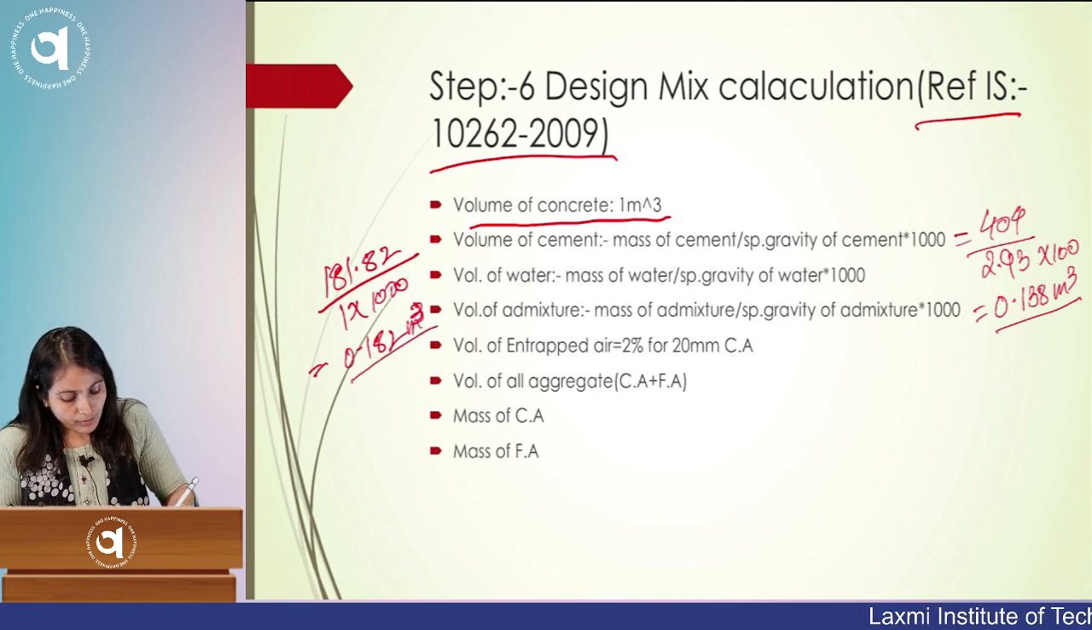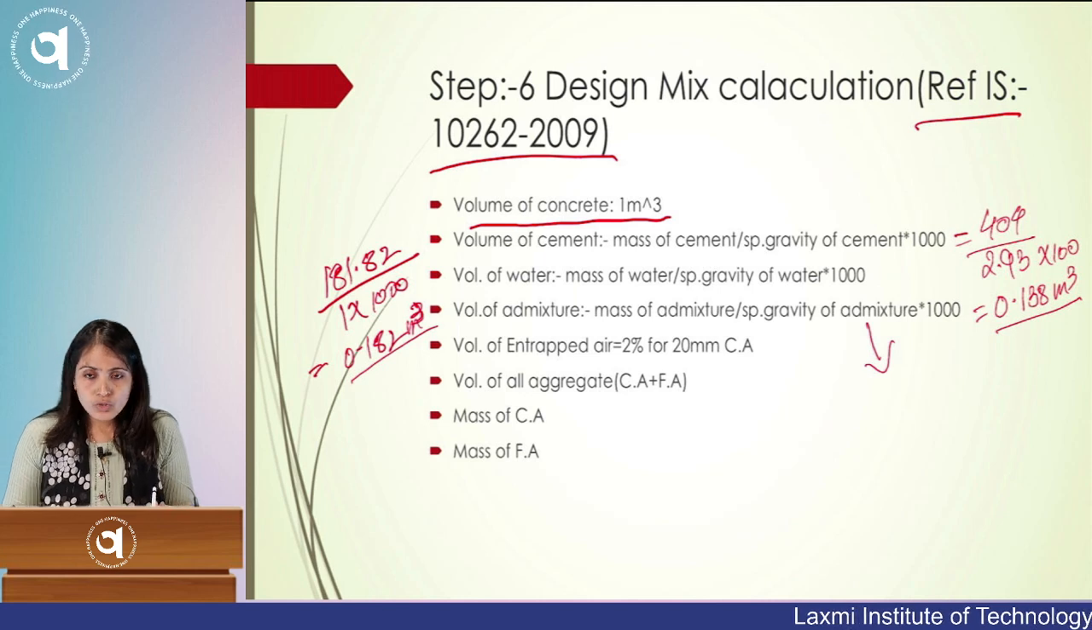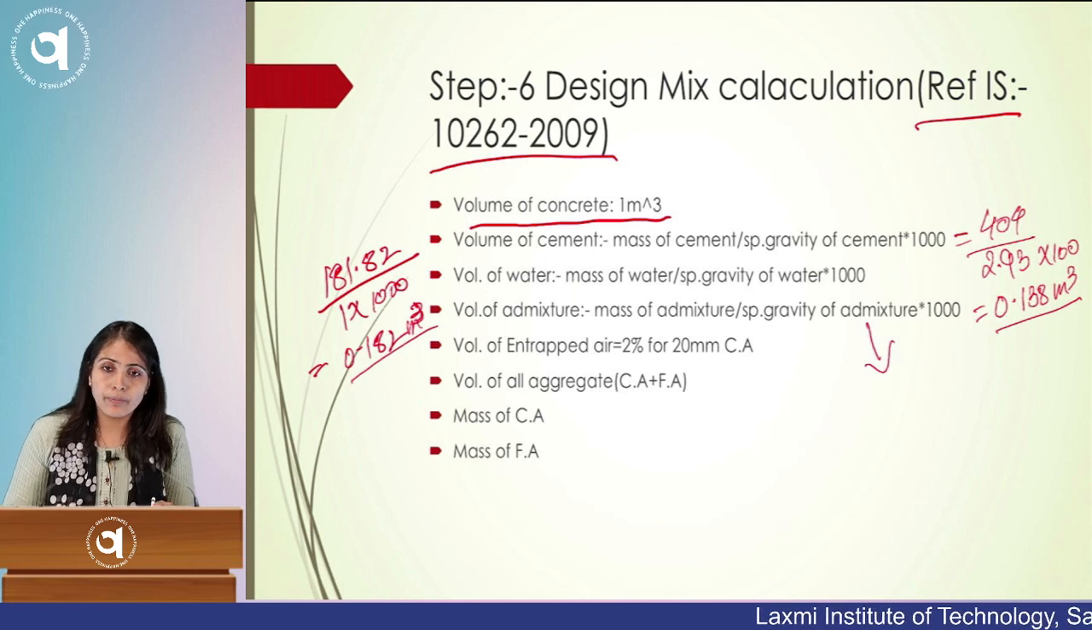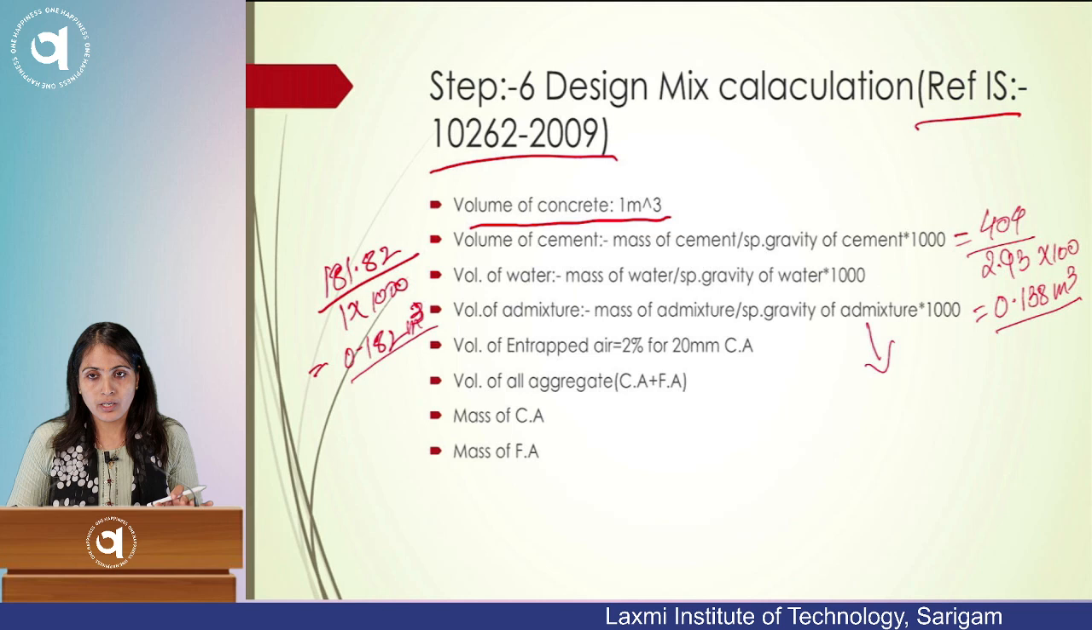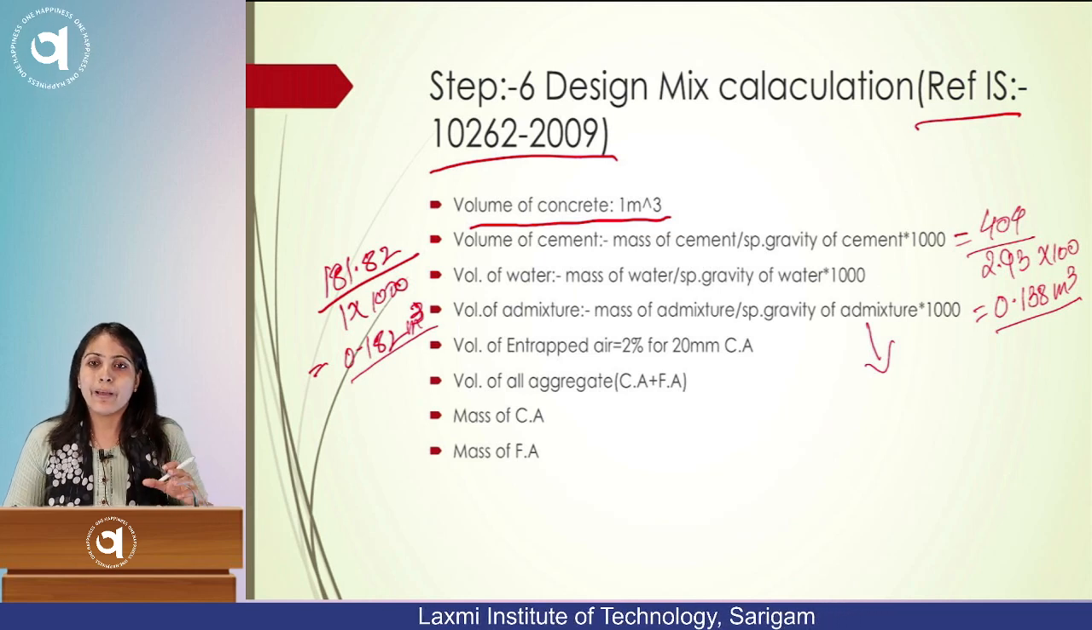Third is volume of admixture. This is very important. Same formula: mass of admixture by specific gravity of admixture. Whatever admixture you are adding is designed by the manufacturing company. On the bottle it is written what the specific gravity is and the amount you should take in 1 bag of cement or 100 kg of cement. These things should be written there.